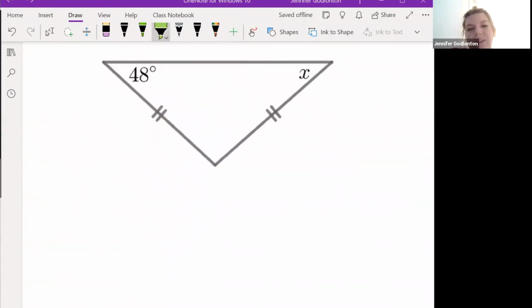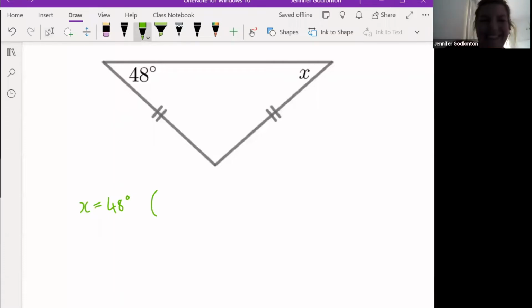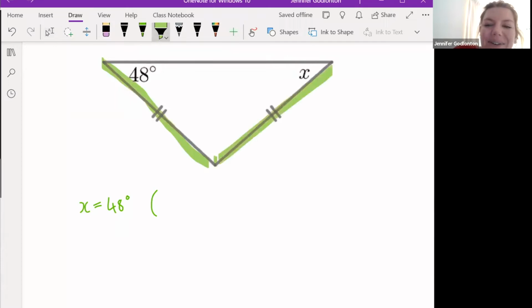Ayanda, can you help me with this question? Hi, ma'am. Can you hear me, ma'am? I can. Ma'am, X is equal to 48 degrees, ma'am. Good. What's my reason? Sum of angles in a triangle. No! These are your little hints. These little lines. These lines are your hints.